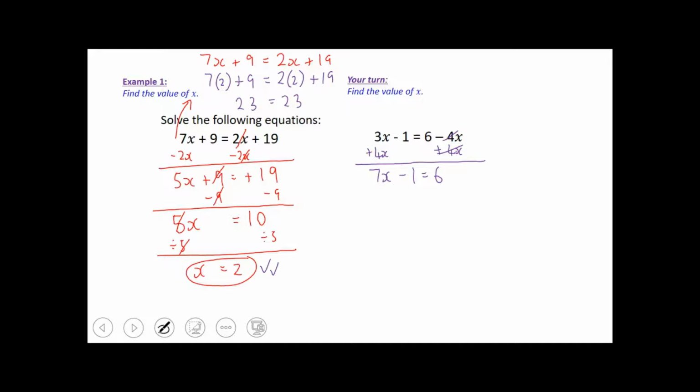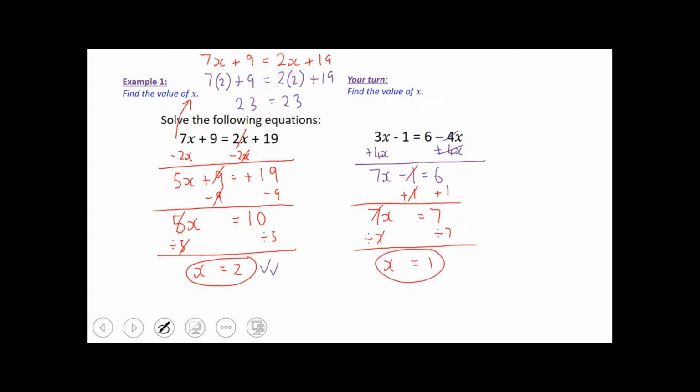So 7x minus 1. What I will do up here is add 1 onto both sides. So my new line should look like 7x, the minus 1 and positive 1 cancel out, equals 7. And what we can do is divide by 7, because we want x on its own. Divide by 7 and divide that by 7. Hopefully you should have 7 divided by 7 is 1, so x equals 1. That is our final answer.